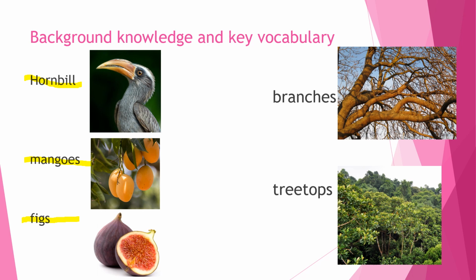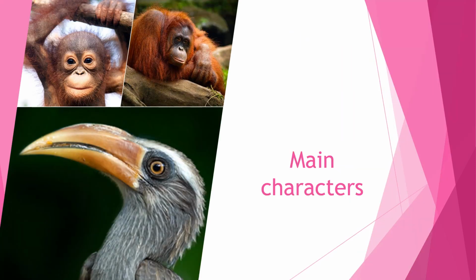The next word that I'm going to clarify is branches. A branch is a part of the tree which grows from the trunk. And the last one is tree tops. This is just the top part of the tree. So these are the main characters that we've got in the story. We've got a baby orangutan, an adult orangutan, and can you remember what this bird is called?